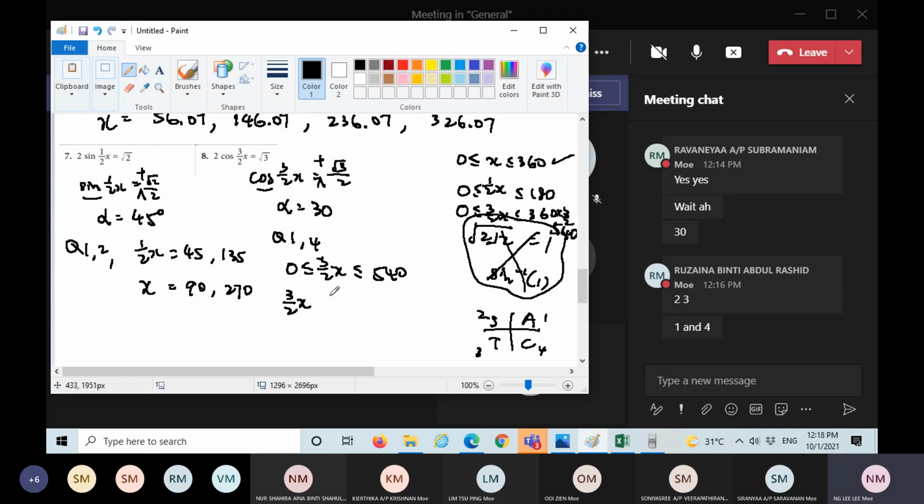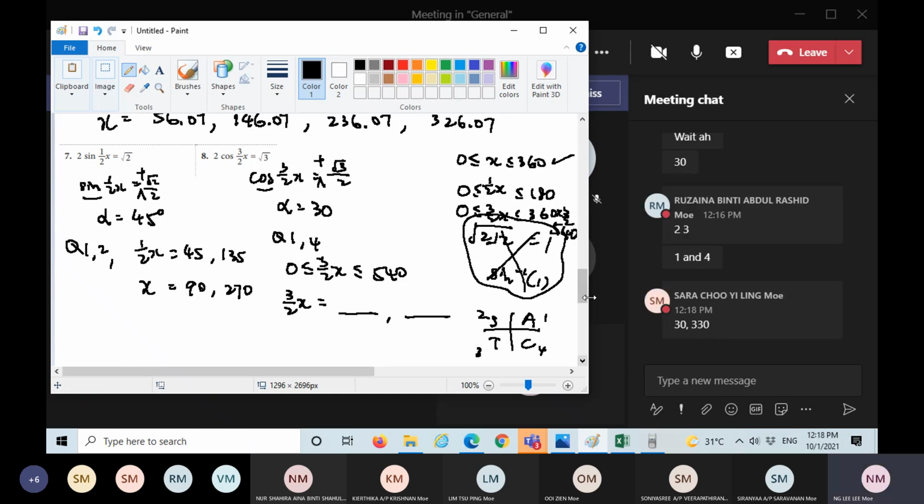Okay, so 3 over 2x is equal to first two answers first. First two answers come from the first quadrant and the fourth quadrant, where the corresponding angle is 30. Sarah, can you give me the first two answers? Okay, so first answer is 30. Second answer, which is the fourth quadrant, 360 minus 30 is 330. Now I need another 1 or 2 more answers.